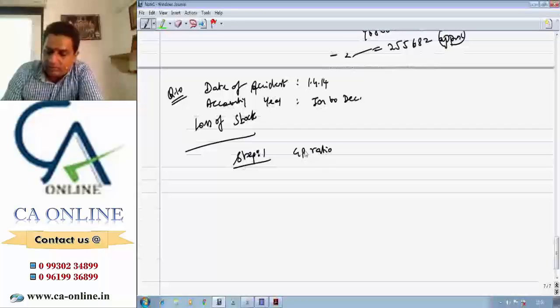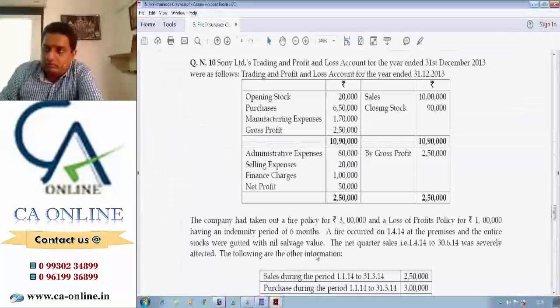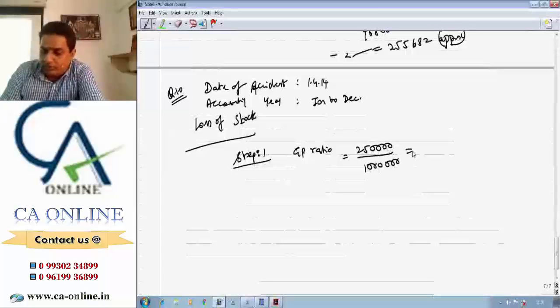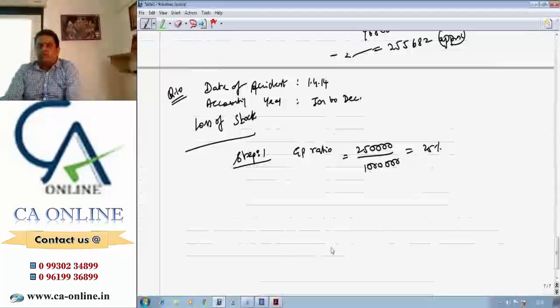Is the GP ratio readily given in the problem? 2 lakh 50 by 10 lakhs. They have given the trading account for last year, so we can find out the GP ratio. But this 25%, can we use it for the current year? No, there is a trend of minus 5%.